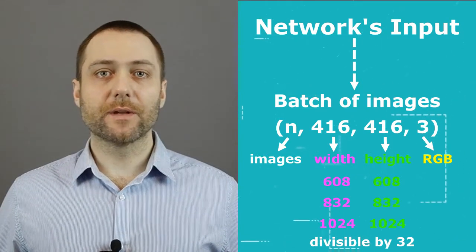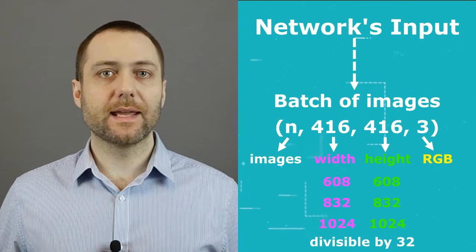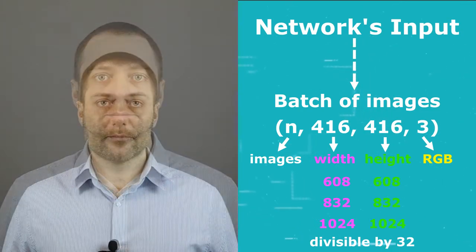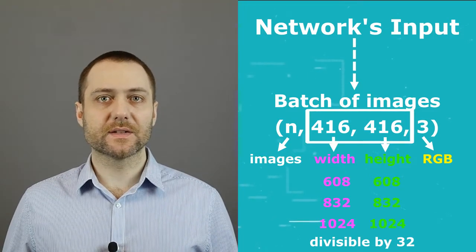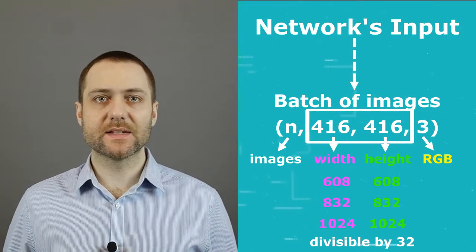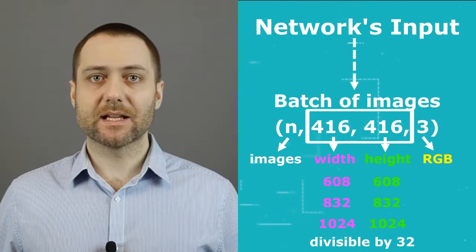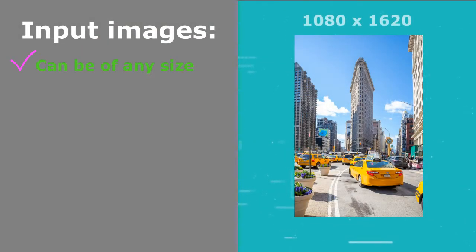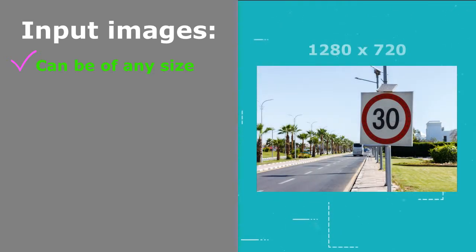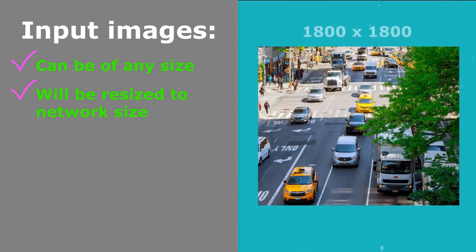Increasing resolution of input might improve model's accuracy after training. In the current lecture, we will assume that we have input of size 416 by 416. These numbers are also called input network size. Input images themselves can be of any size. There is no need to resize them before feeding to the network. They all will be resized according to the input network size.